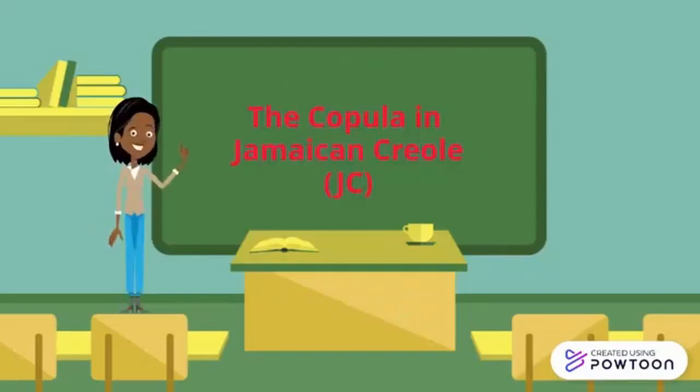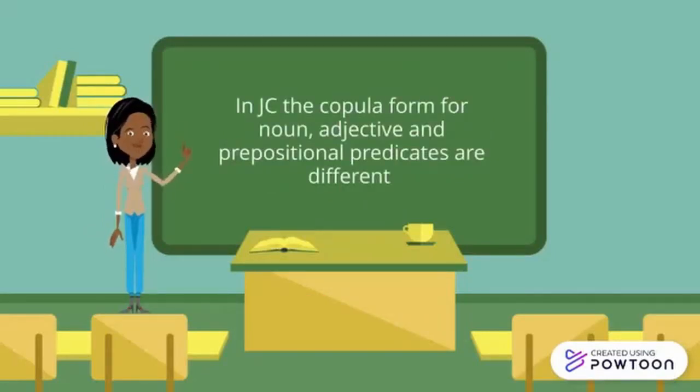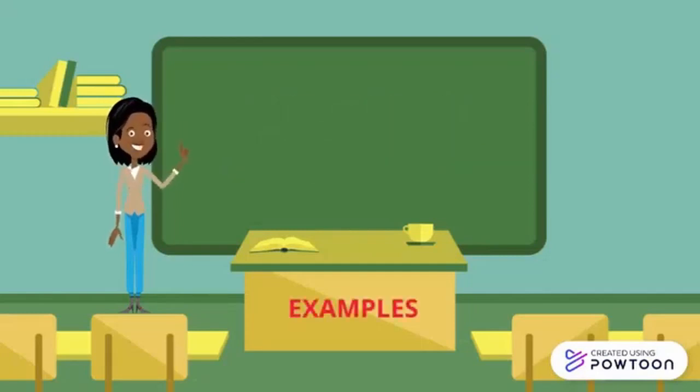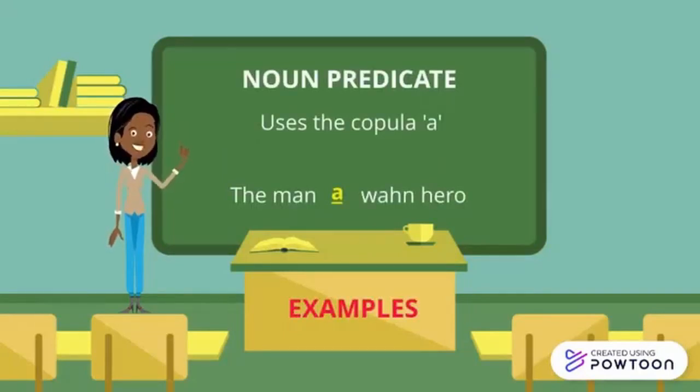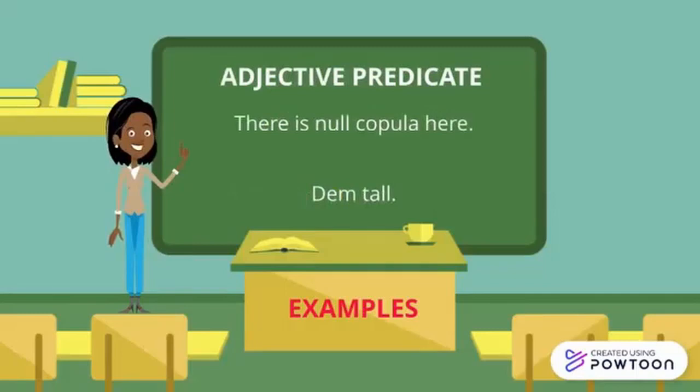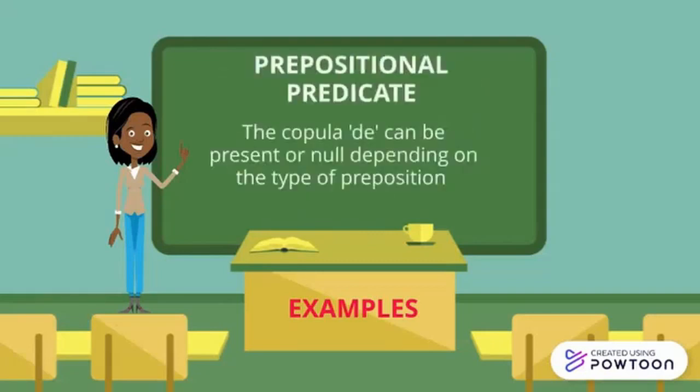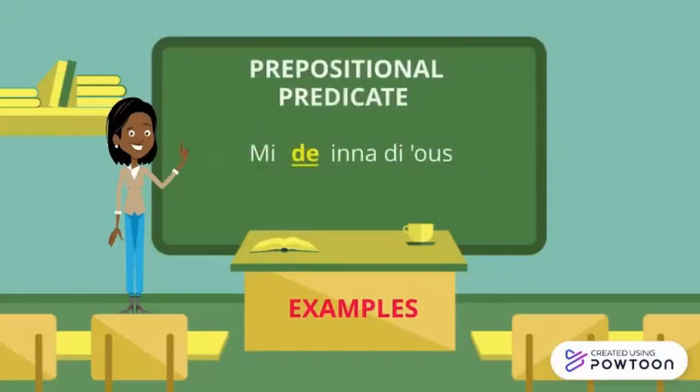In Jamaican Creole, the copulas that take on noun predicates, adjectival predicates, and prepositional predicates are all different. A noun predicate is used with the copula a. In the case of an adjectival predicate, there is no copula present. We describe this as a null copula. For prepositional predicates, the copula de can either be present or null.